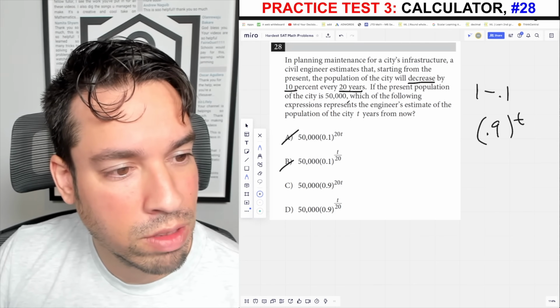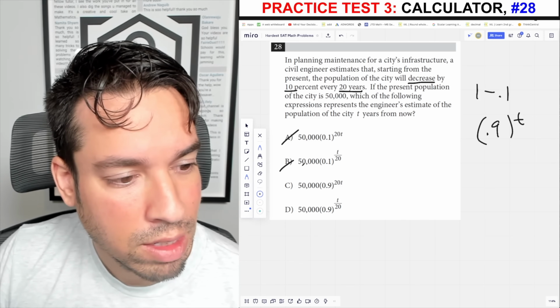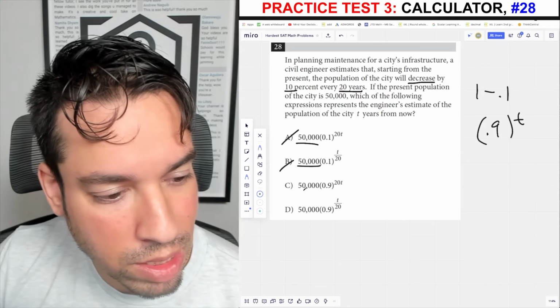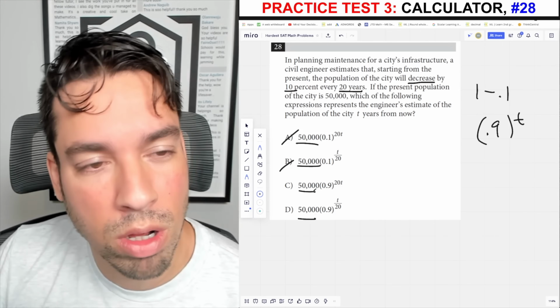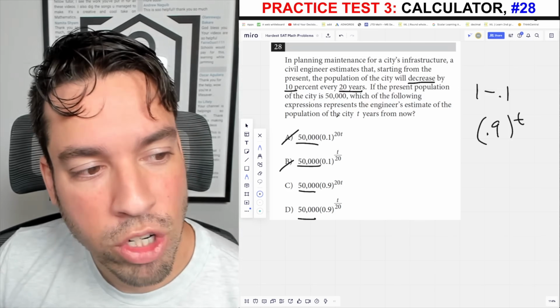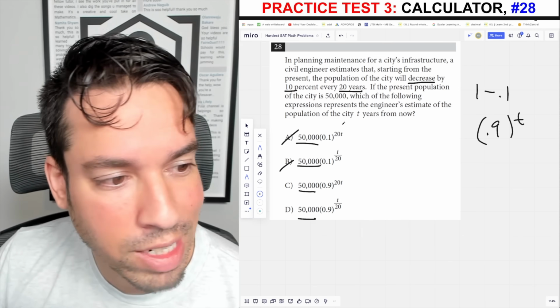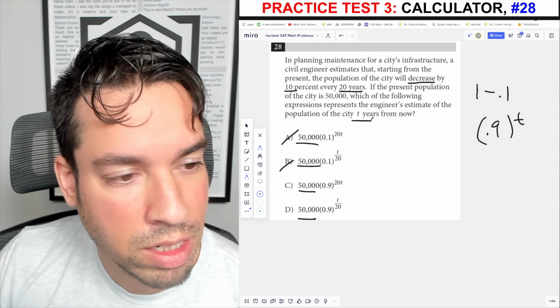If the present population of the city is 50,000, which means that the starting value, the initial value is 50,000, which it is correctly placed in all of these, so that doesn't help us limit the choices. Which of the following expressions represents the engineer's estimate of the population of the city t years from now?